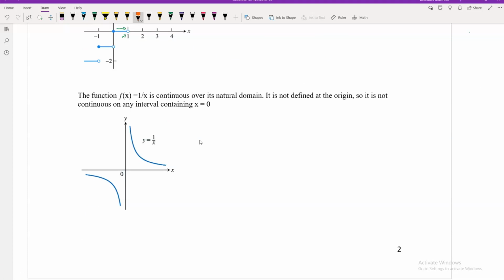Now what we have here on this part, our function is equal to 1 over x. Because of having a denominator, this denominator shouldn't be equal to 0. So that means in this case, x is not equal to 0. So this function is continuous for all x in its domain except for x equal to 0. So it is not defined at the origin. So it is not continuous on any interval containing x equal to 0.